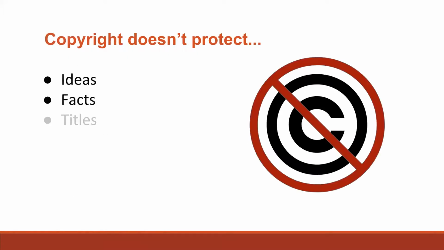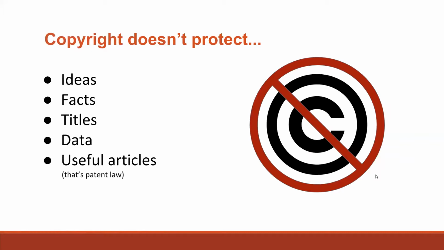Copyright doesn't protect ideas, facts, titles, data, or useful articles. A useful article is an object that has an intrinsic utilitarian function. Examples include clothing, furniture, machinery, dinnerware, and lighting fixtures. Those things can potentially be covered by patent law. Copyright may, however, protect any pictorial, graphic, or sculptural authorship that can be identified separately from the utilitarian aspects of an object.